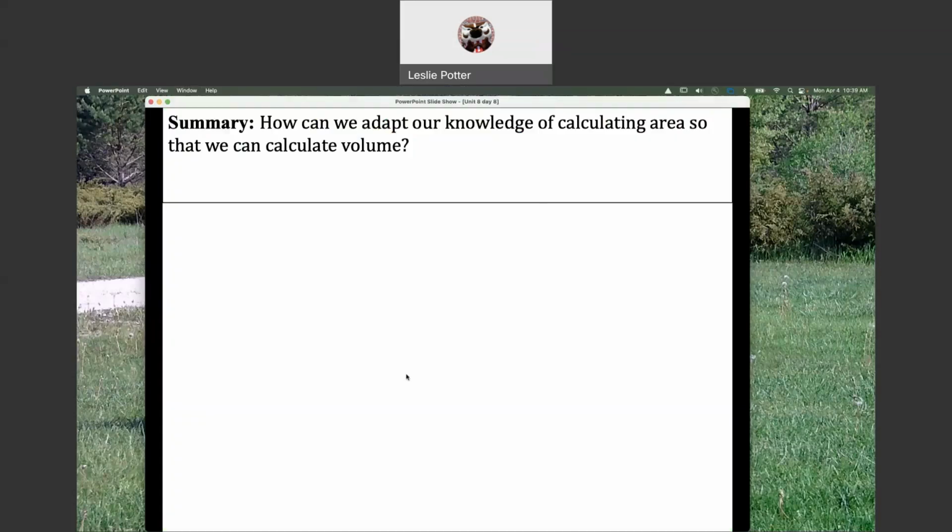Okay, so how can we adapt our knowledge of calculating area so that we can calculate volume? Same essential question as we started this known cross-section section about. So we're replacing the function. It's the same answer. We're replacing that integrand, that function, with an area expression.